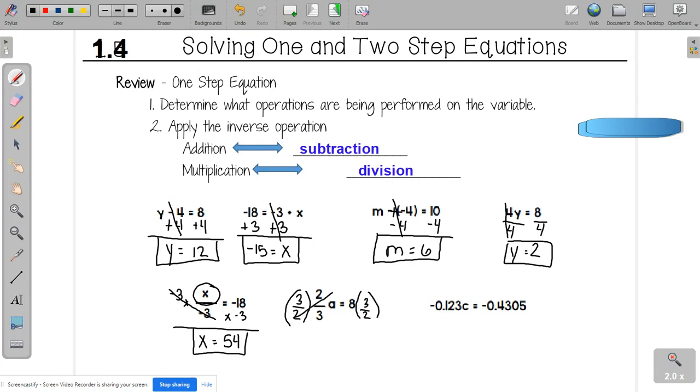So it cancels out here. We're left with a equaling, and then 8 times 3/2 gives us 8 times 3, which is 24. We divide it by 2. So we get 12 as our answer.